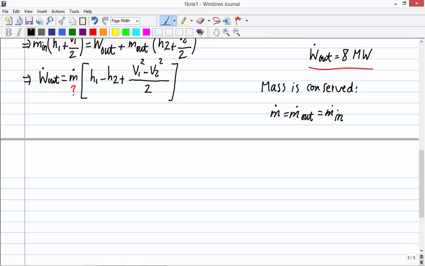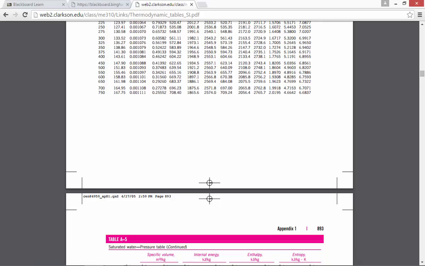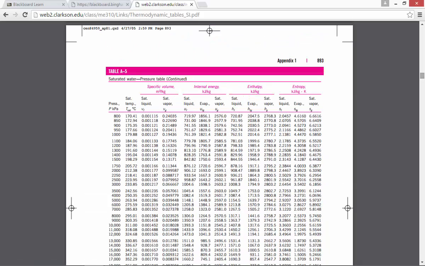So at this point I need to pause and go through my summary table at each point, go to the property tables, and find enthalpies. At point 1, what do I know? I know that the material is R1. No, no, it's not. It's steam, it's water, H2O. Steam. If I go to this table, what's the pressure? The pressure is 5 megapascal. Okay, ding. A5. There you go. 5 megapascal.